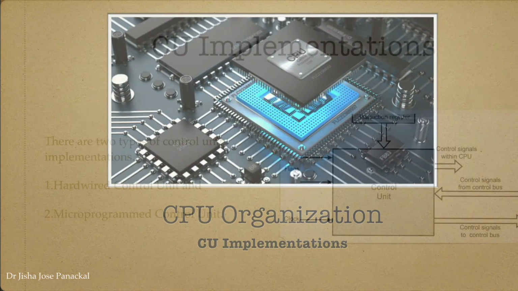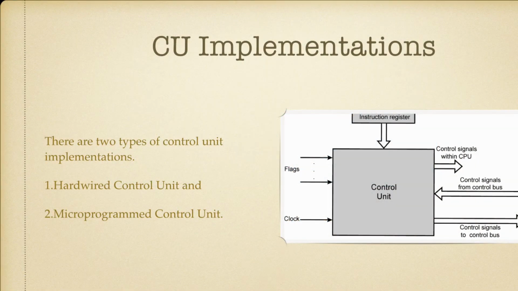So listen carefully. We were discussing CPU organization. Under that, the last topic was control unit, and now we are discussing the control unit implementations. We can implement the control unit in two ways. One is hardware implementation, and the second one is microprogrammed implementation.